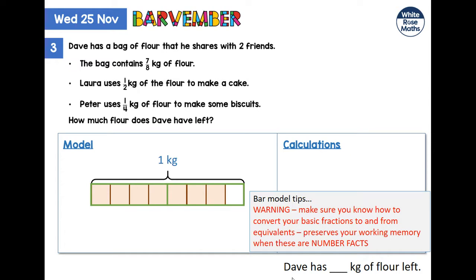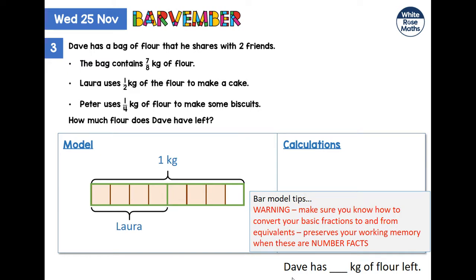Also fair to say that we've got some fractions going on here. We've got 7/8, we've got a half, we've got a quarter. And a question like this is going to be made an awful lot easier if you know how to convert your basic fractions to and from equivalent fractions. And if you can do this very quickly, then it preserves your working memory if these are number facts for you. So let's carry on and see how we're going.